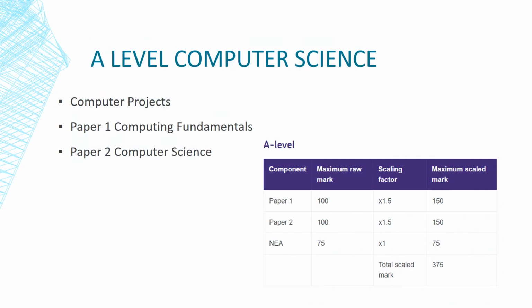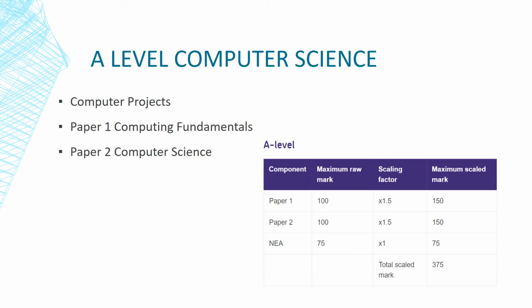A-Level Computer Science is made up of three components for the assessment. The first one is a computer project, which is non-exam based. Second is Paper 1, which is Computing Fundamentals, encompassing everything to do with binary, to do with how computers operate and think and process information.